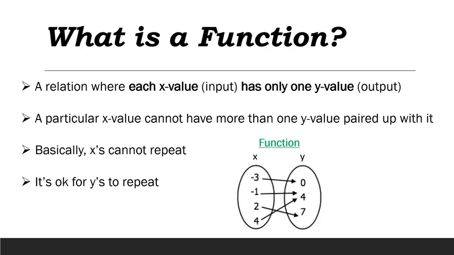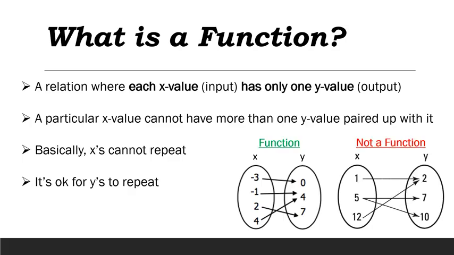So here's an example of what a function might look like. As you can see, each x value is paired up with one specific y value. Versus this one, we have a particular x value, 5, that has two y values that it's paired up with, 7 and 10. So that would make it not a function. So to be a function, each x can only have one y value associated with it.